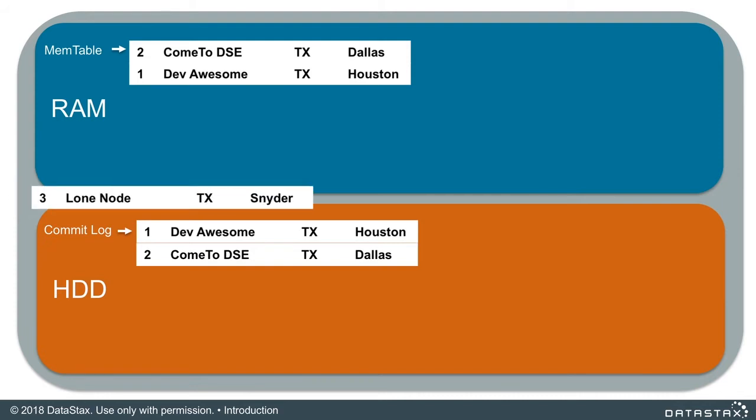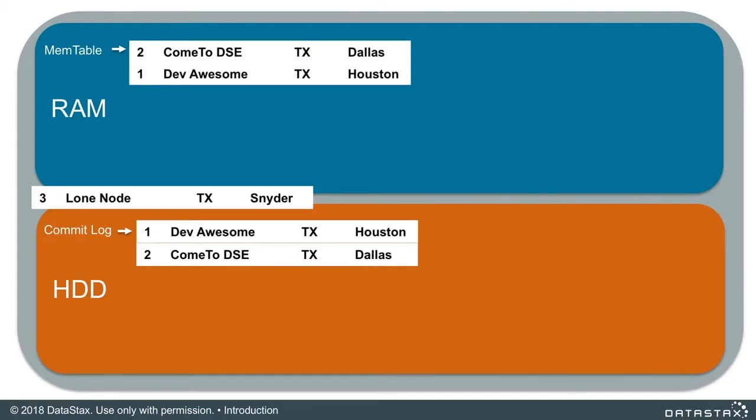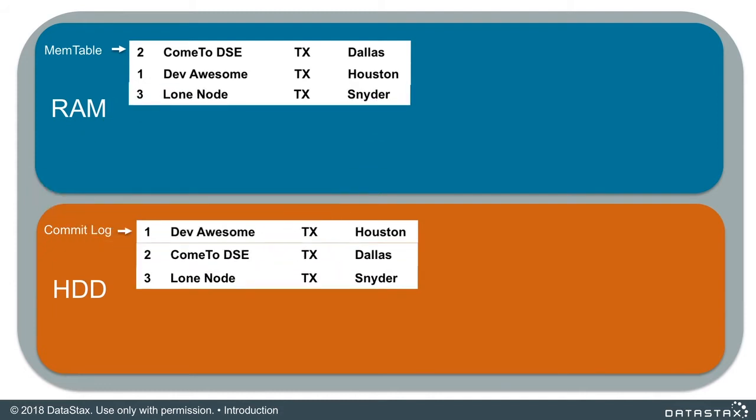Here comes another record. I'm going to have you pause the video here and think, where's this record going to end up as far as the mem table is concerned and the commit log? Pause the video, take a second, we're here all day. Lone node lives in the city of Snyder, which comes after Dallas and Houston, so that actually goes to the end of our mem table. The commit log, again, lone node goes to the end of the commit log. We always append to the end of the commit log.